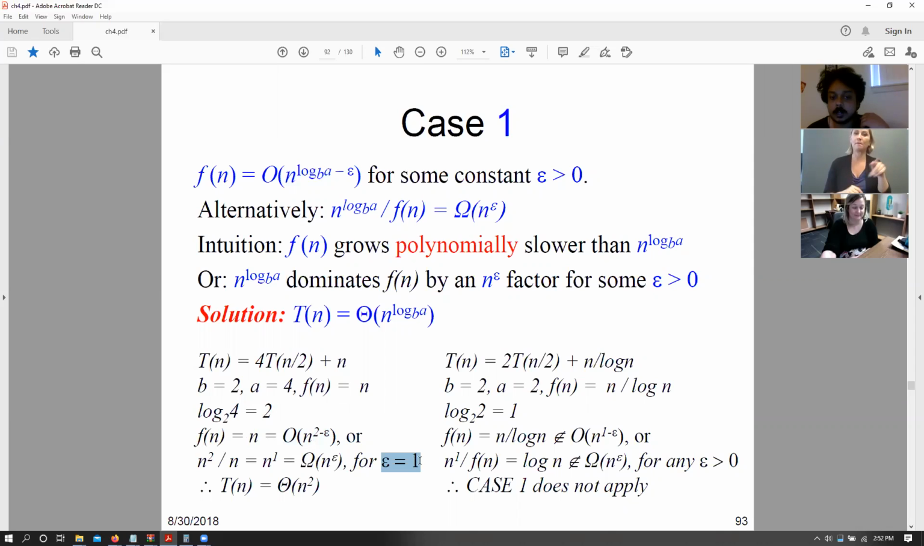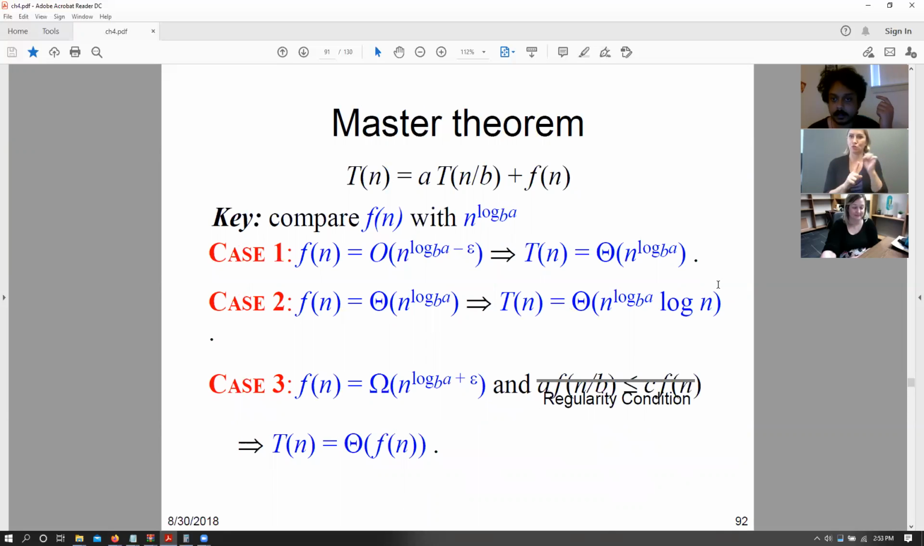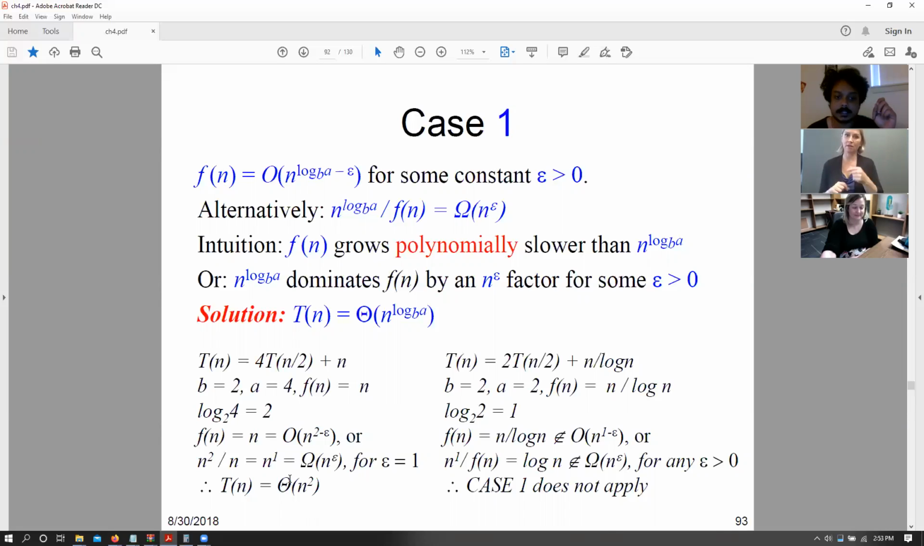So if we consider epsilon to be 1, then that basically means n raised to the power of 2 minus 1, n to the 1. So we have f of n equals big O of n raised to the power of 2 minus epsilon, where epsilon is 1. In that particular case, since we are applying case 1, our time complexity is theta of n to the log base b of a. Right? So theta of n to the log base b of a is n squared. So our time complexity for this equation becomes theta of n squared.